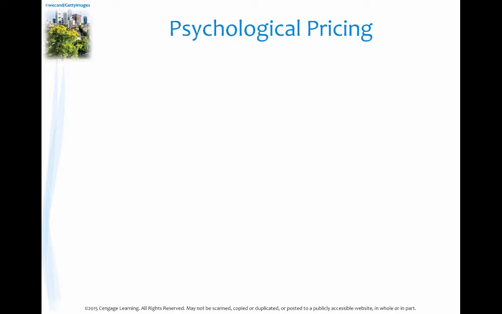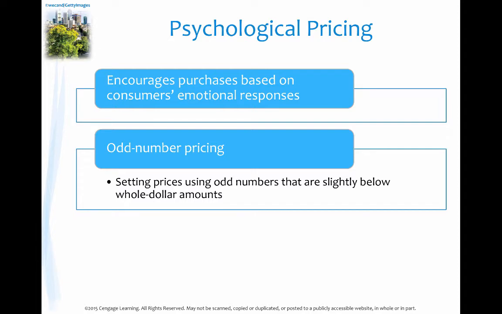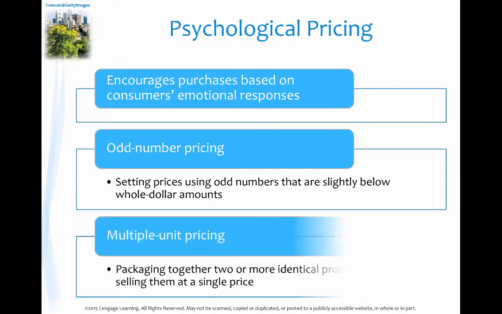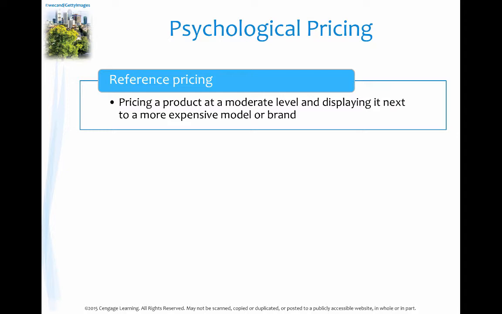Psychological pricing attempts to influence customers' perception of price to make a product's price more attractive. When employing odd number pricing, marketers try to influence buyers' perceptions of the price or the product by ending the price with certain numbers. With multiple unit pricing, two or more identical products are packaged together and sold at a single price. With reference pricing, marketers price a product at a moderate level and position it next to a more expensive model or brand.